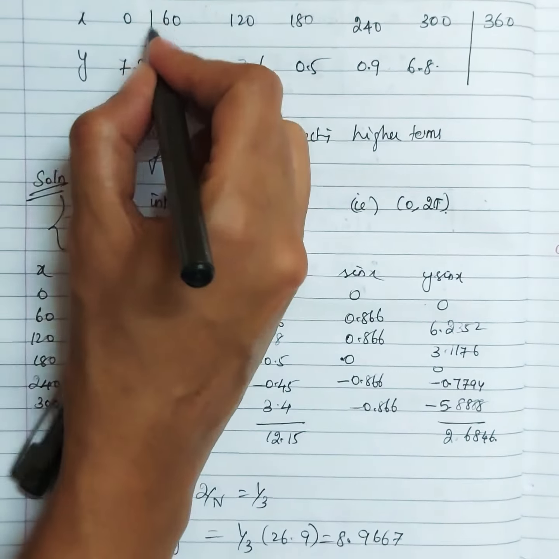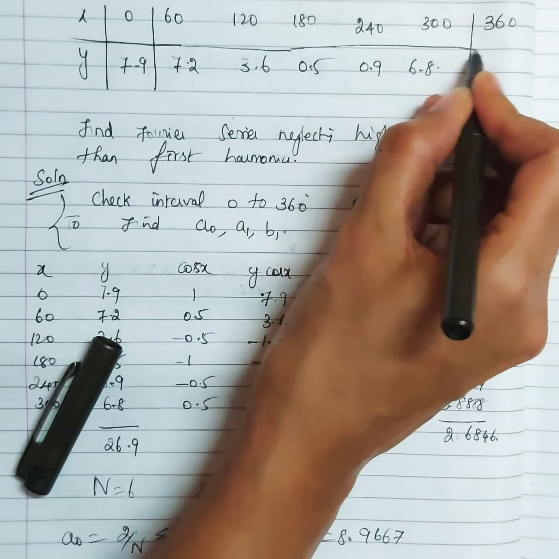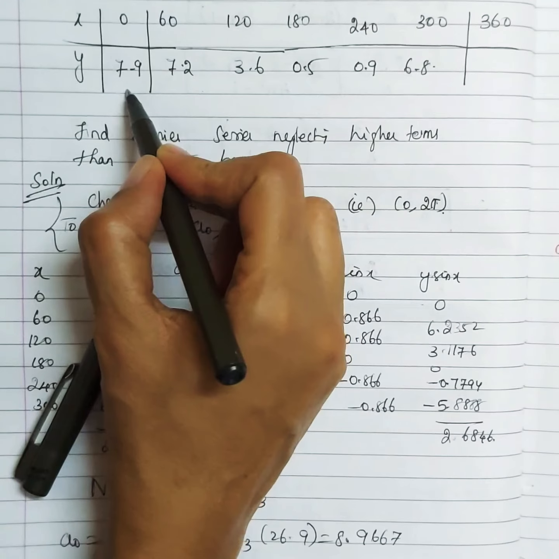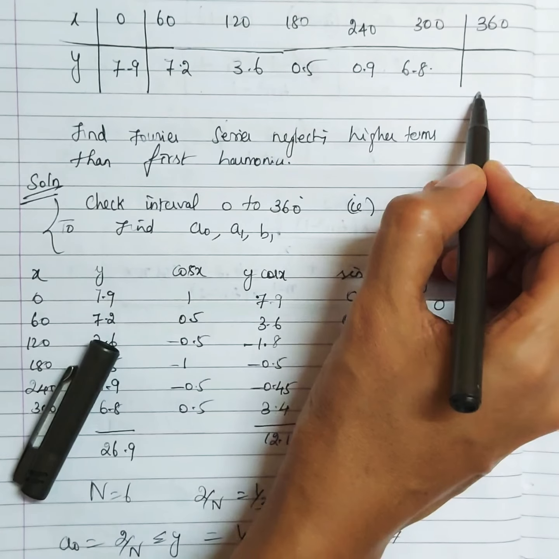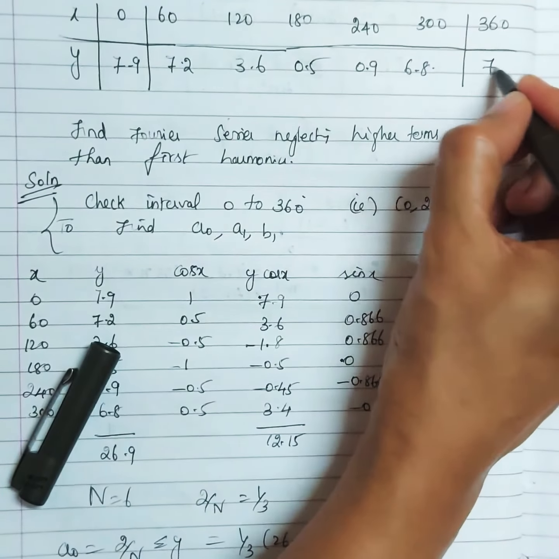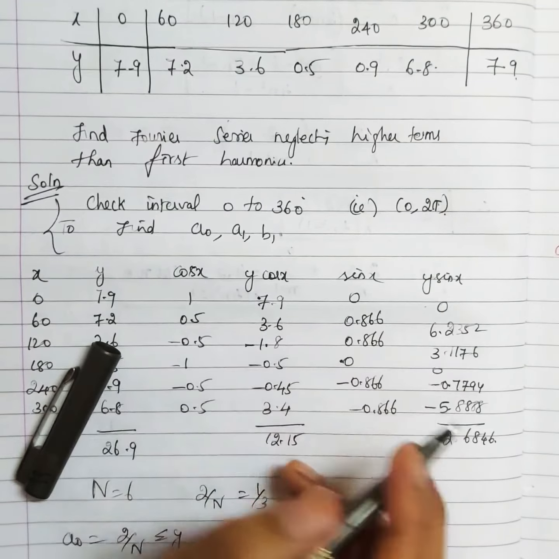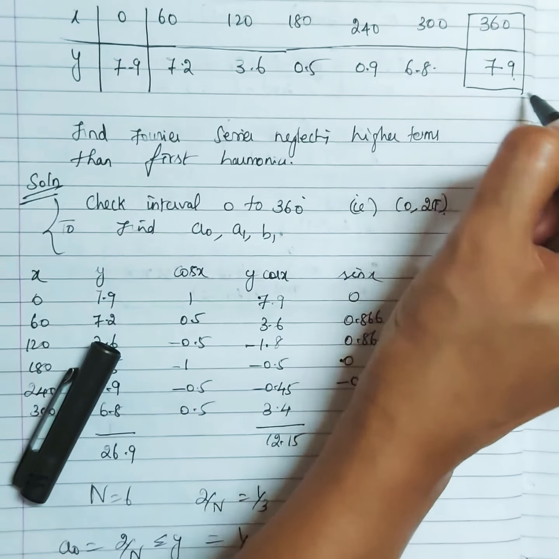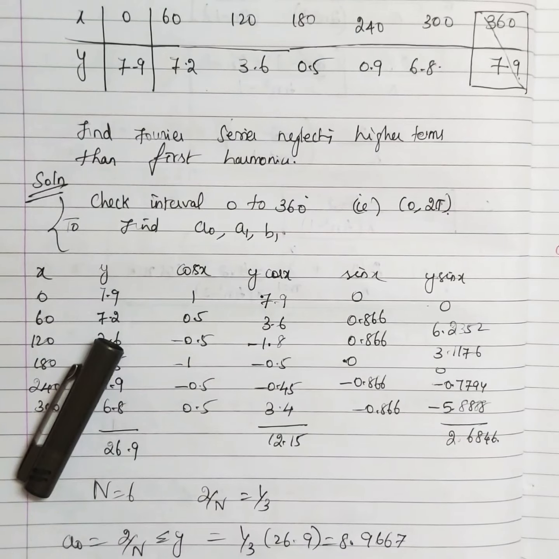And you know what will be the corresponding value of y here? Can you guess it? It's going to be same as at 0, because it's a periodic function, right? After this, the period is going to repeat. So it will be 7.9. Some questions they will give this, some questions they will not give this. Whether they give it or not, you are going to neglect it. Okay, we are not going to use it.